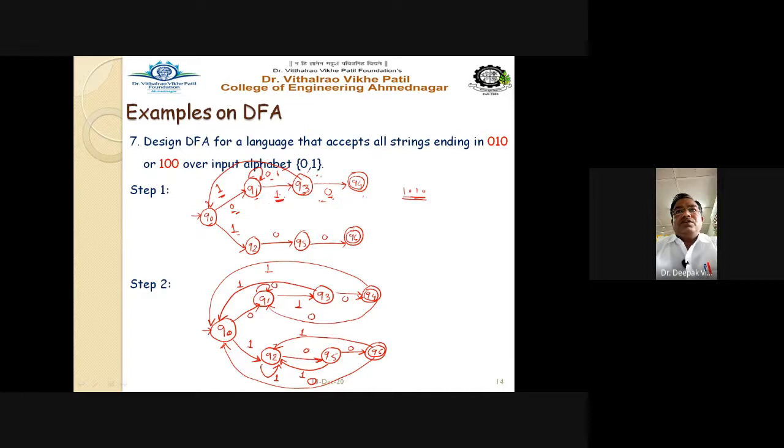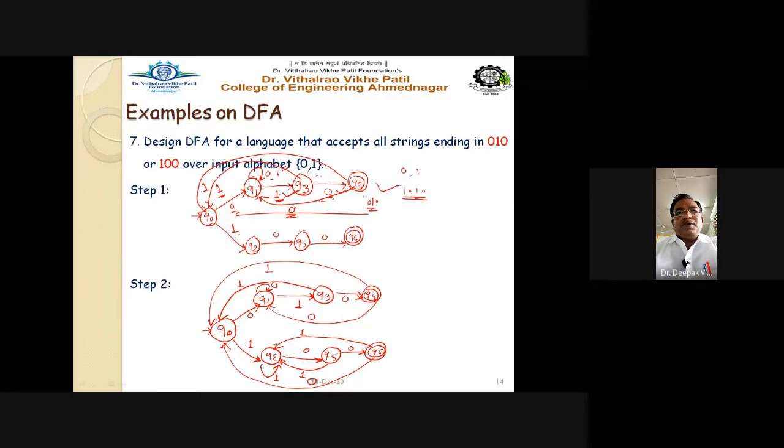So Q3 is over. Now go to Q4. Both transitions, on 0 and 1, are remaining. For 0, I can transfer it here for Q4, because the end of the string remains as it is; no problem. And for 1, I have to transfer to the Q0 state. Right. Now this part is completely over.